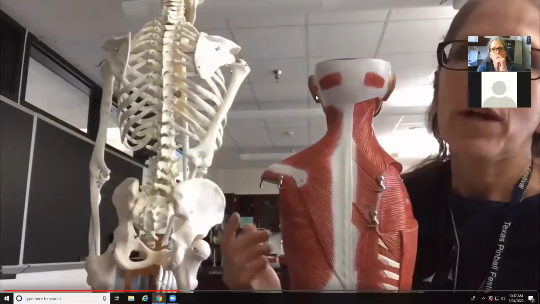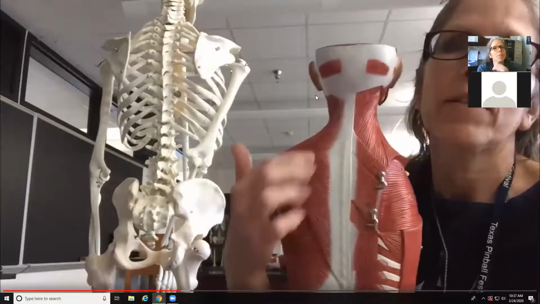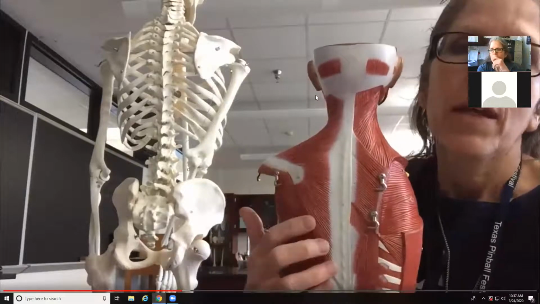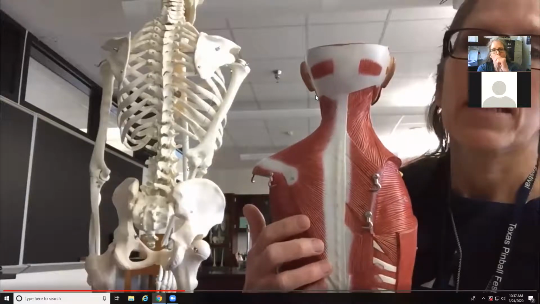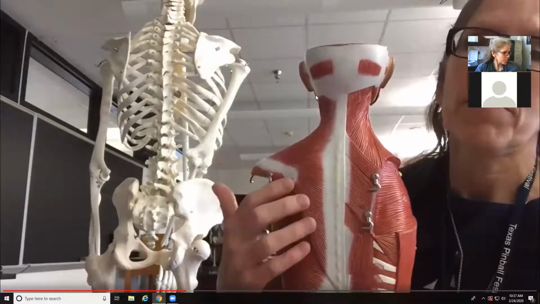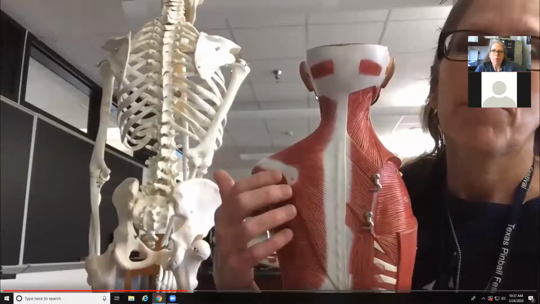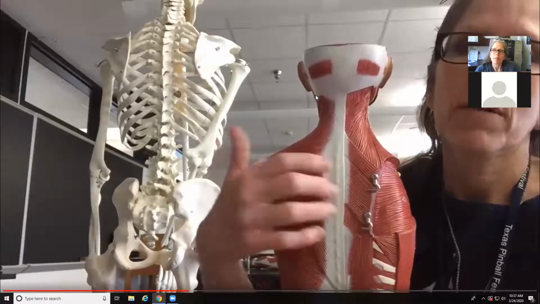So what happens when we look at the action of this massive muscle is that it can do a variety of things. It can rotate the scapula, it can raise the scapula up, and it can pull the scapula medially this way.